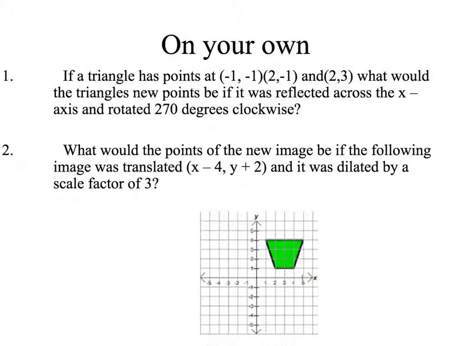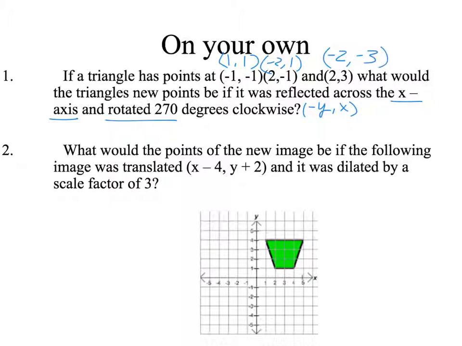So in the first one, we're reflecting across the x-axis and doing a 270-degree rotation. Remember that the 270-degree rotation, that's where we had negative y, x. So when we reflect the first point, it's going to become 1, 1. This is going to become negative 2, positive 1. And this will become negative 2, negative 3.